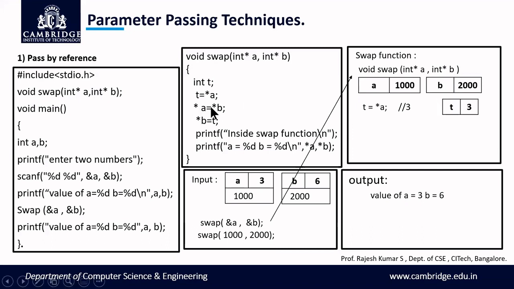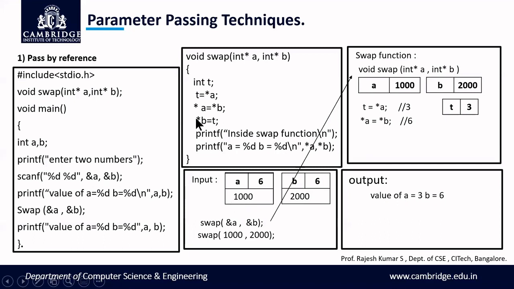Now star of A is equal to star of B means I am accessing both addresses. B is 2000. Star of B means this particular value 6. 6 is accessed. 6 should be stored where? Star of A. A's address is 1000, star of 1000 means 3. 6 should be stored at this particular location, that is, 3 will be updated by 6 in this statement. No separate copy, only one copy is being kept. We are directly working on these variables A and B.